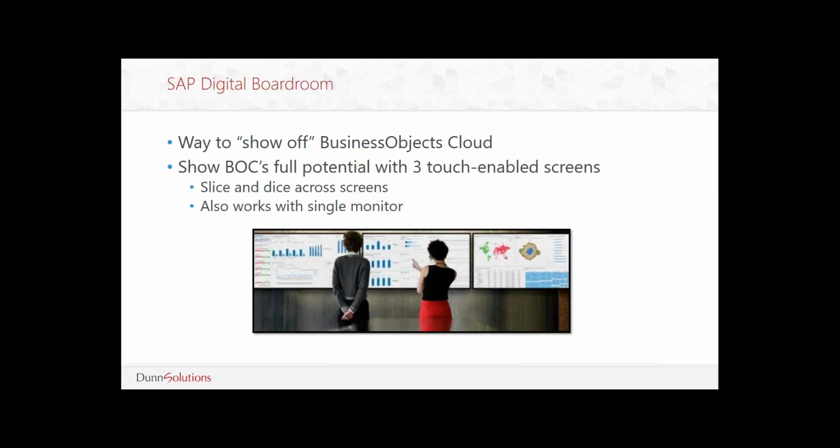Going to the digital boardroom, this really is just a way to show off the BusinessObjects Cloud. Again, rather than coming to a meeting with a sheet of paper and handing it out, just imagine walking into a room with televisions where you're doing your presentation, actually going up and clicking on things, saying, I know we've got a problem here, clicking on it in front of the whole room and explaining why there's a problem, and even coming with some solutions on the fly with data. You can slice and dice across multiple screens. So for example, you can go up to the left screen, press something, and it'll change the other screens. Now, again, this does work with a single monitor. So if you're not quite ready to invest in the 3 touchscreen televisions, it will work with a single screen as well.